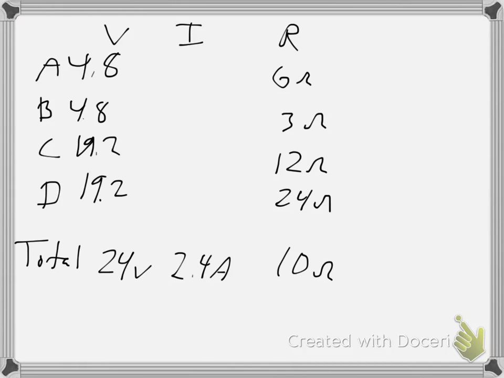And I can solve for each one of my currents as well. Might as well, just for the sake of filling this chart in. So this right here will be 0.8 amps. This will be 1.6 amps. This will be 1.6 amps. And this will be 0.8 amps.